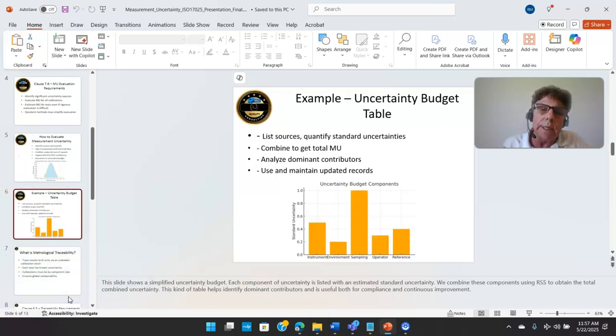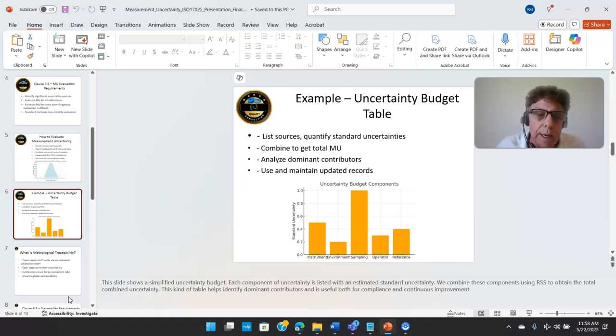So here's an example of an uncertainty budget table. This shows a simplified uncertainty budget. Each component of uncertainty is listed with an estimated standard uncertainty. We combine these components using RSS to obtain the total combined uncertainty. And this kind of table helps identify the dominant contributors and is useful for both compliance and continuous improvement.